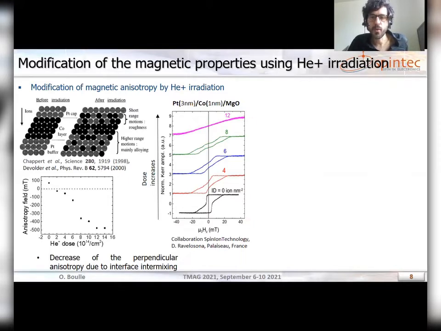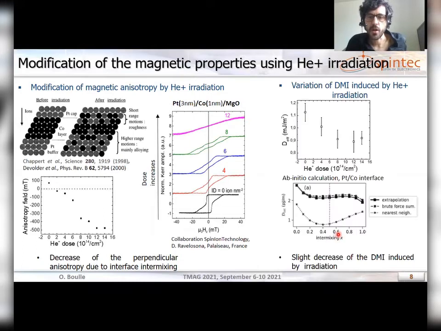We have also characterized the impact of the ion irradiation on the DMI using systematic Brillouin light scattering measurements. We observe that the ion irradiation leads to a slight decrease of the DMI. This is in line with a recent ab initio calculation from the group of Stefan Blügel, where a similar drop of the DMI is observed after intermixing the interface.